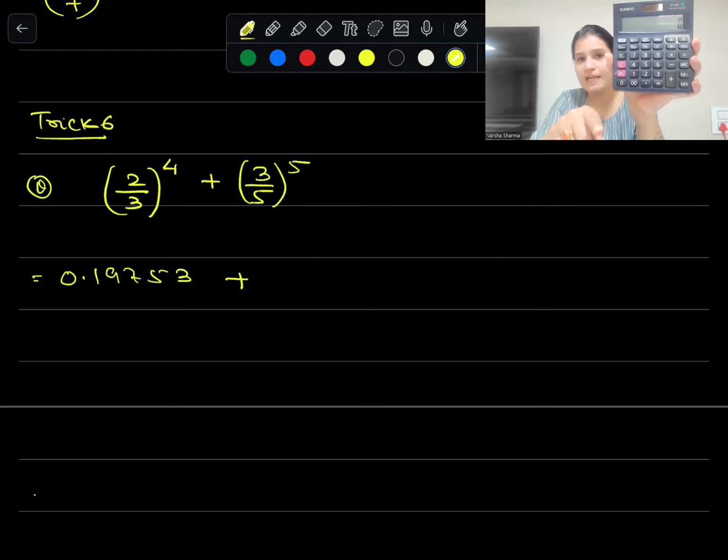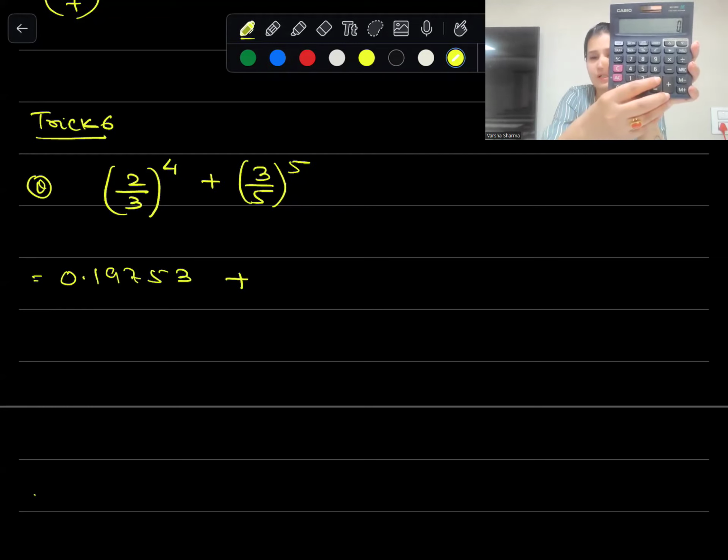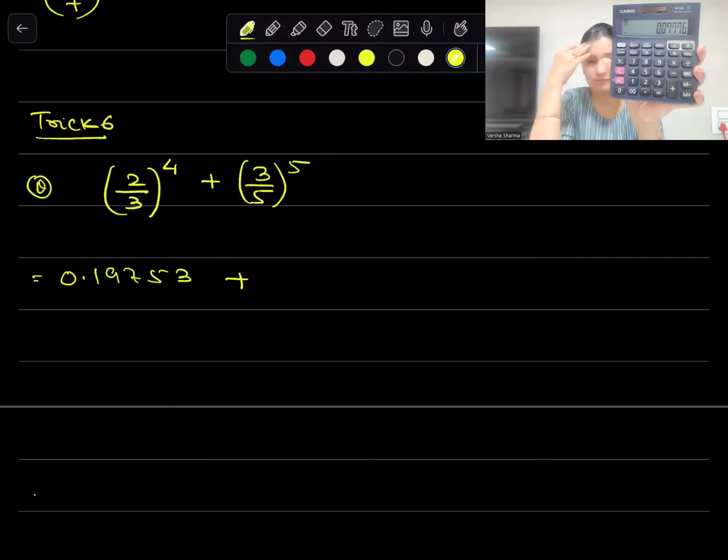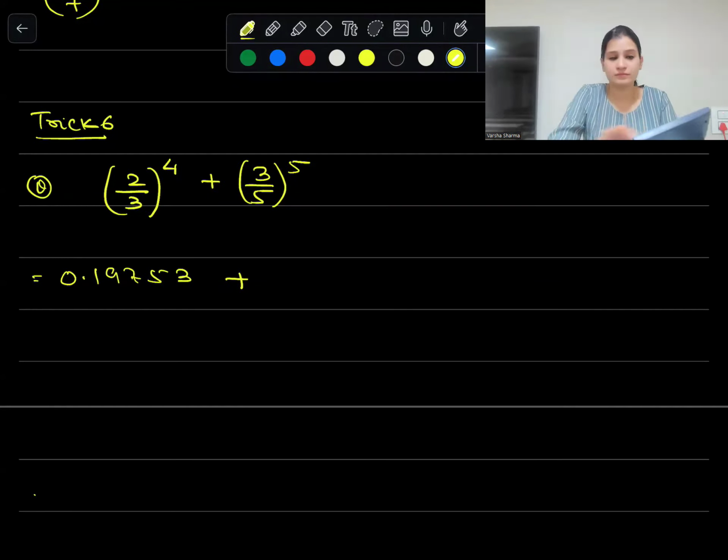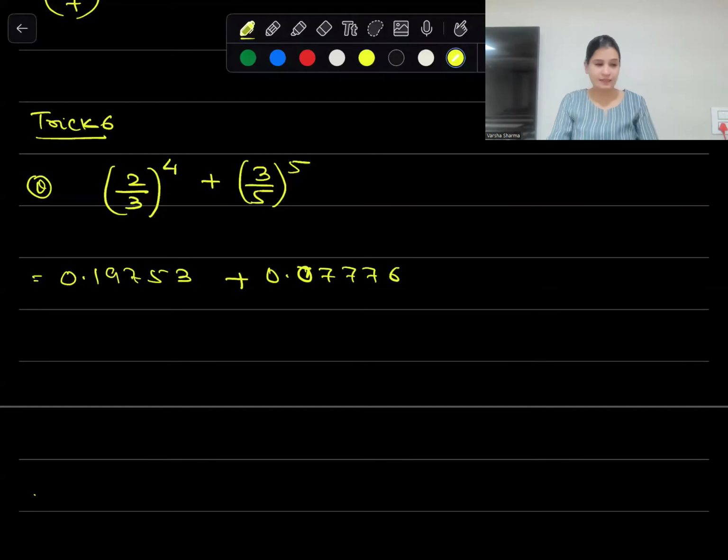Now we are finding 3 by 5 raised to the power 5. So 3 by 5, 2, 3, 4. Got this answer? Everyone got this answer? Yes, ma'am. It's 0.0777. This is small, so I haven't approximated this.